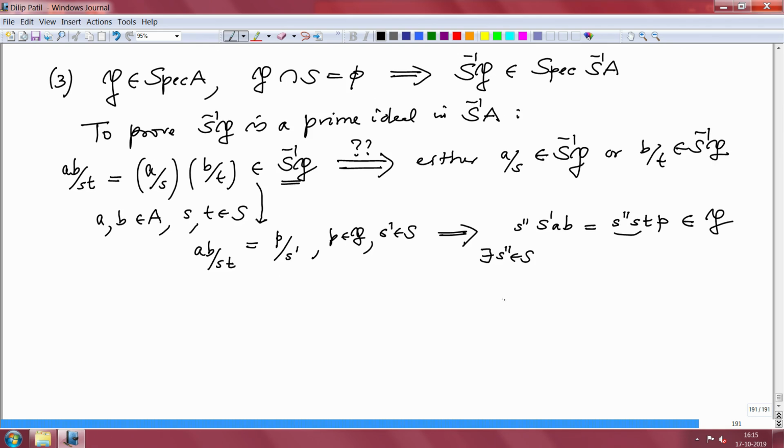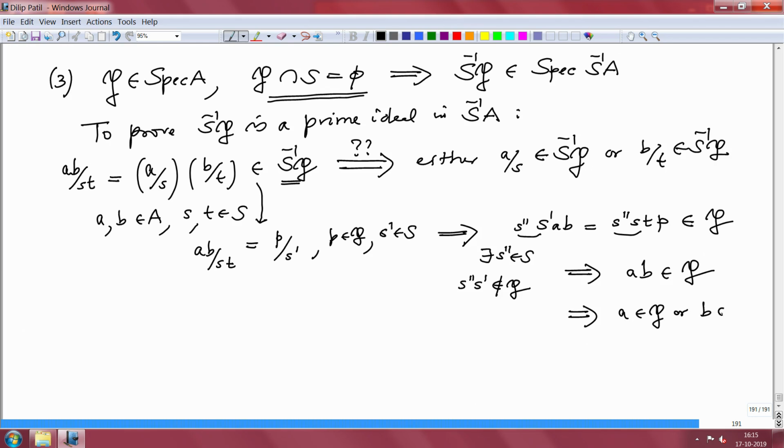Therefore this side is in ideal P. And now this S and S double prime and S, they cannot be in P. S double prime times S cannot be in P, because if they are in P, that is also in S, and S intersection P is empty, given. So this is not possible, this product is not in P. So therefore that implies AB belongs to P. But once AB belongs to P, either A is in P or B is in P.